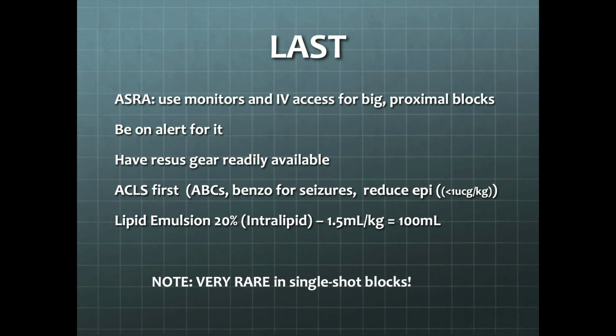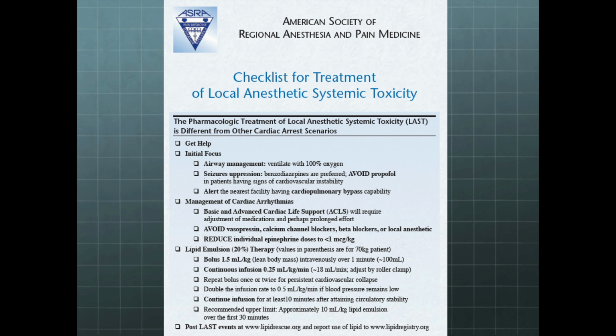And probably the most important thing to consider early on is giving lipid emulsion or Intralipid. It's kept in the Pyxis in section A, and it's a dose of 1.5 cc's per kilo or a max of 100 cc's. In our nerve block box is a copy of the ASRA LAST toxicity protocol that goes over the dosing of lipid emulsion, the bolus followed by the infusion.